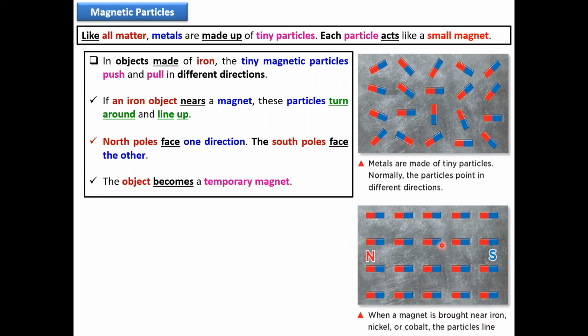An object made of iron has tiny magnetic particles that push and pull in different directions, like this. If this iron object is brought near a magnet, the particles turn around and line up, with north poles facing one direction and south poles facing the other direction. This object becomes a temporary magnet.